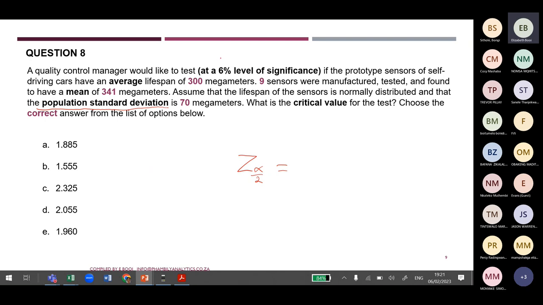So our alpha, which is our level of significance, Z of 0.06 divided by 2, is the Z of 0.03. Do not get alarmed because you are always using 0.95 or a level of significance of 5% and all that. The table also has the probability. Remember that alpha over 2 is a probability on the table. So we're going to look for this probability inside the table and find the Z value, because a critical value is your Z value. So go to the Z table.